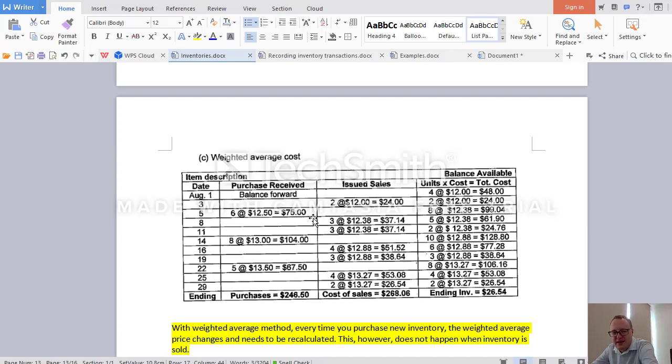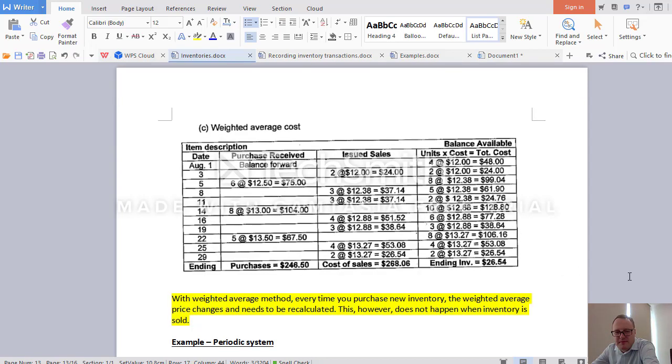12.88. And in the end, again, double check. Purchases plus beginning balance in inventory must be equal to COGS plus ending inventories. And the value of COGS and ending inventories, these two values, will be between the values of FIFO and LIFO. This one between FIFO and LIFO COGS, and this one between FIFO and LIFO COGS.